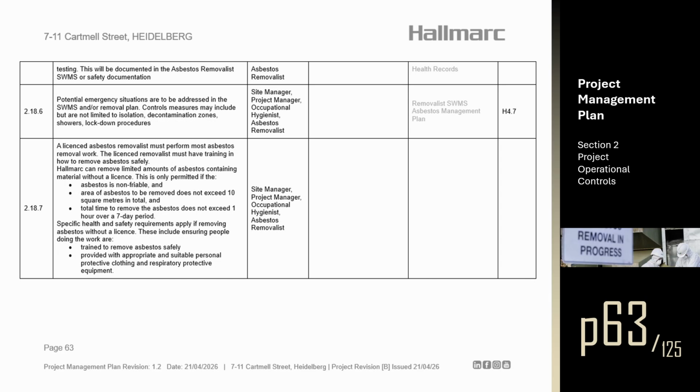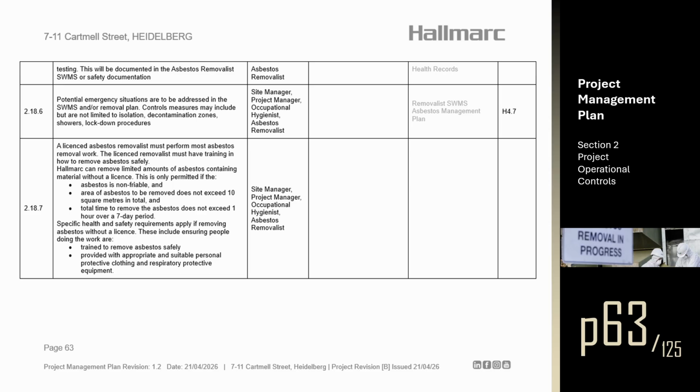Section 2.18.6. Potential emergency situations are to be addressed in the SWMS and/or removal plan. Control measures may include, but are not limited to, isolation, decontamination zones, showers and lockdown procedures. Section 2.18.7. A licensed asbestos removalist must perform most asbestos removal work. The licensed removalist must have training in how to remove asbestos safely.